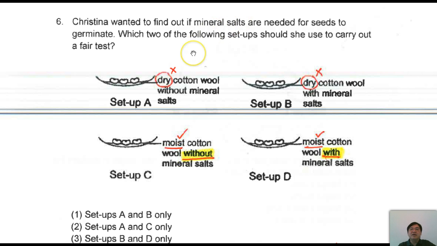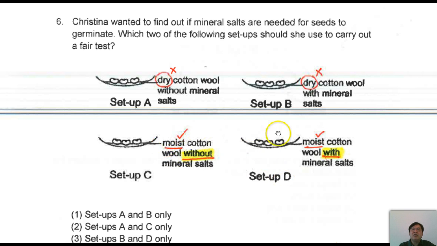Now in order for seeds to germinate, we need to have water. Water, no need sunlight, water, air, food. Right, now over here, dry means it hasn't got any water. Most probably setup A cannot be used to test with or without mineral. Same for this dry. We must use both setups that have water. Moist. So setup C and D is correct.